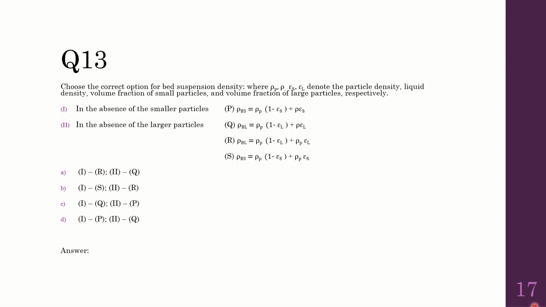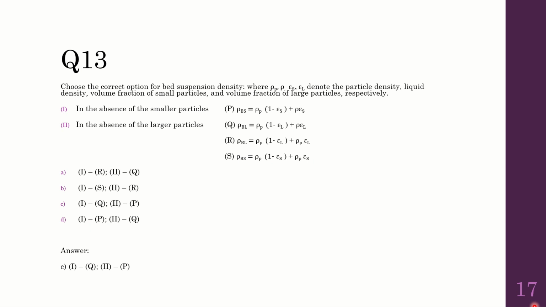So actually, in the absence of smaller particles, density would be rho bl equal to rho p into 1 minus epsilon l plus rho into epsilon l. So Q, and I think it is P. Q and P. Option C.